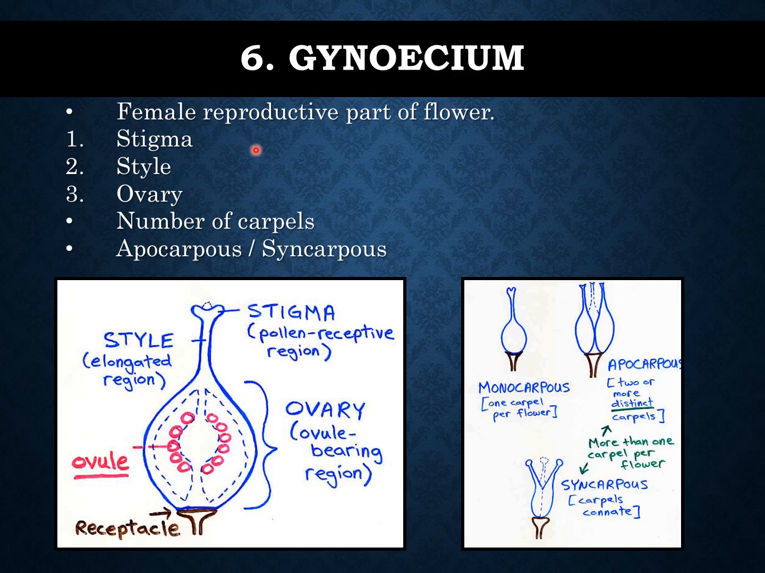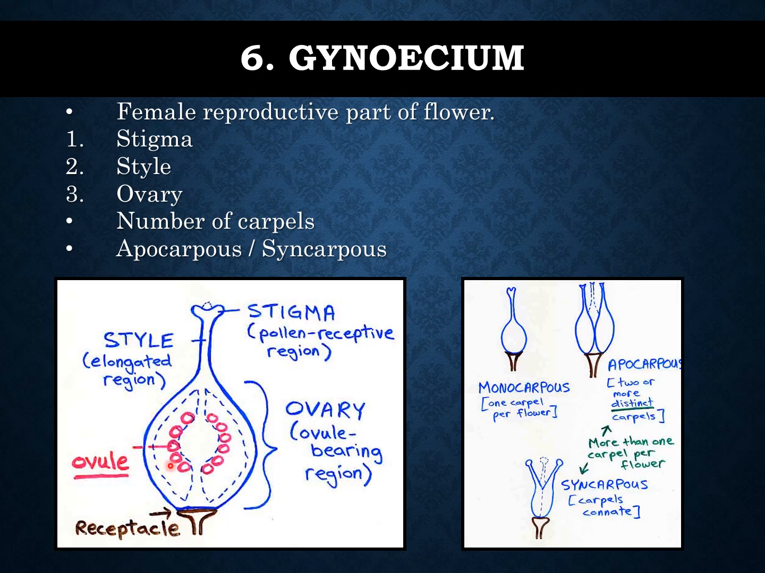Gynoecium is the last whorl or the innermost whorl in the flower. It is the female reproductive part and it consists of stigma, style and ovary. Stigma is the uppermost receptive part of the flower that receives the pollen grains, and the style is the elongated region, and the ovary is the swollen part.